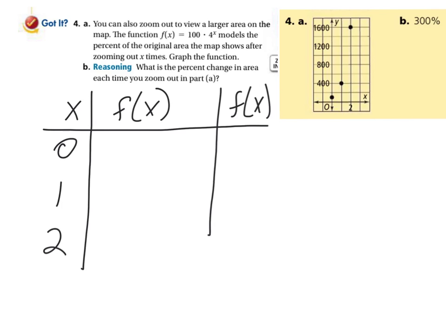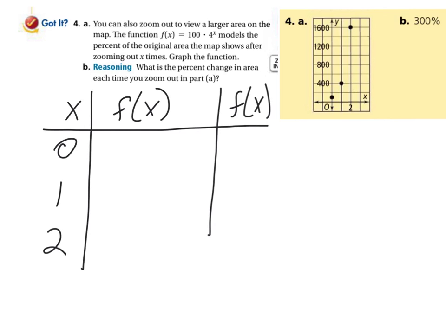Okay, so here it says you can zoom out as well to view a larger area on the map. The function f of x equals 100 times 4 to the x models the percentage of the original area the map shows after zooming out x times. So again, it's not a gradual thing, it's step by step, so it'll zoom out 1, 2, 3, right? Graph the function. What is the percentage change in area each time you zoom out?